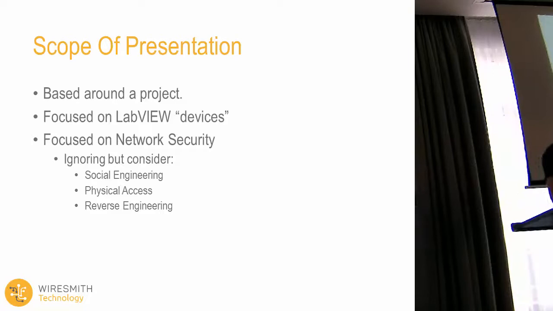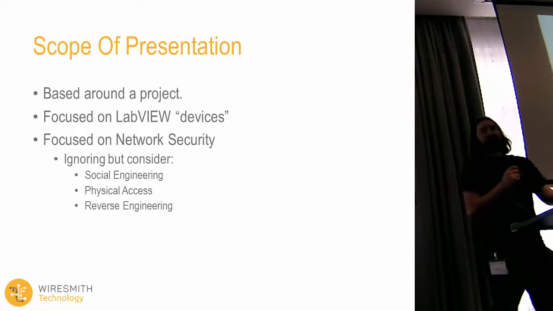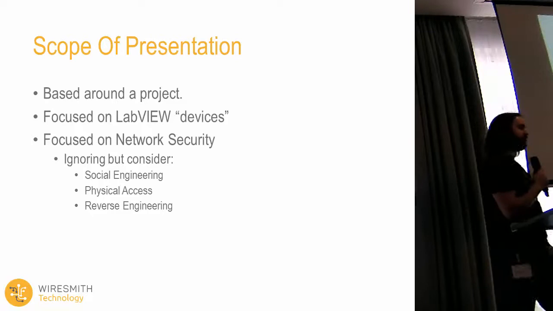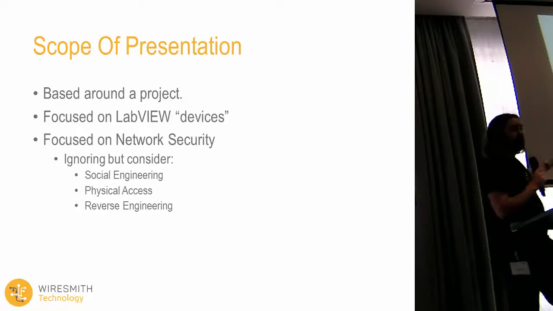I'm not going to talk about physical access, but I think this is a very important one for us. I can do everything I want to secure a device. If someone can open the cabinet and reprogram the CompactRIO by plugging into it, then it doesn't matter how secure your network is. And the other one is reverse engineering. I think this is maybe a more classic security topic. This is someone getting a copy of your program and working out how it works in order to try and find a way to exploit it. I'm not going to talk about that because honestly I don't know very much about it. And that's another whole topic as well.